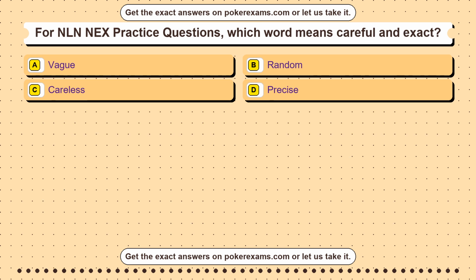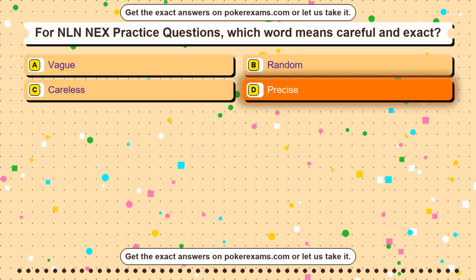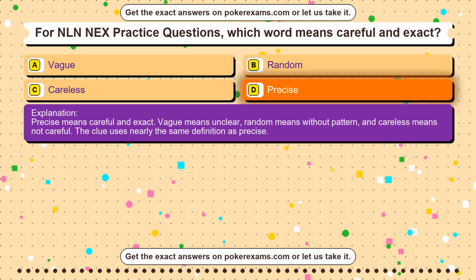Question 2. For GED physical science practice, which map feature explains symbols? Option A, scale only. Option B, compass only. Option C, border. Option D, legend. The correct answer is option D. A legend explains the symbols used on a map. A scale shows distance, a compass shows direction, and a border frames the map. Symbols point directly to the legend.